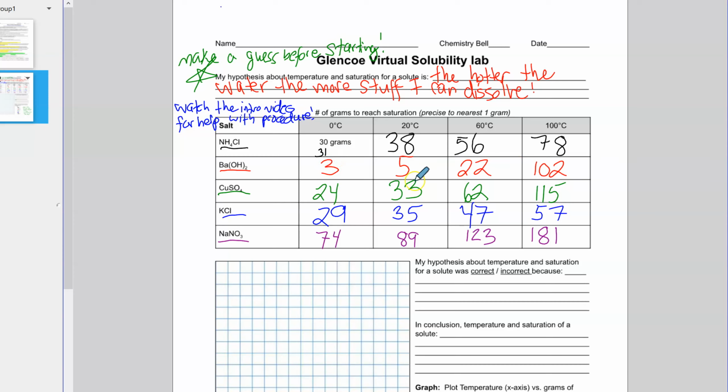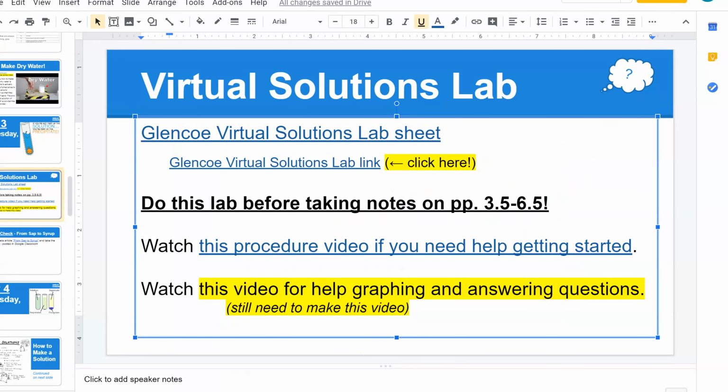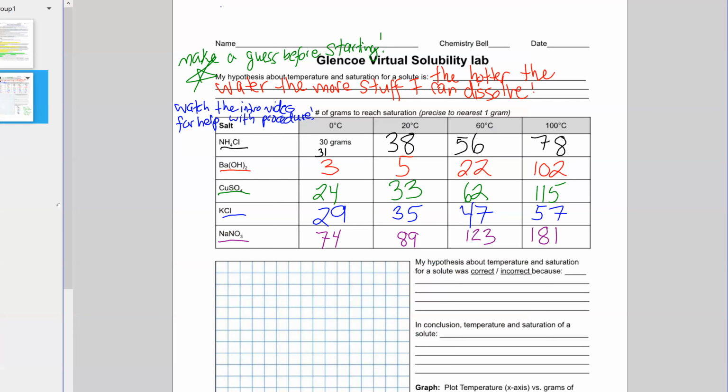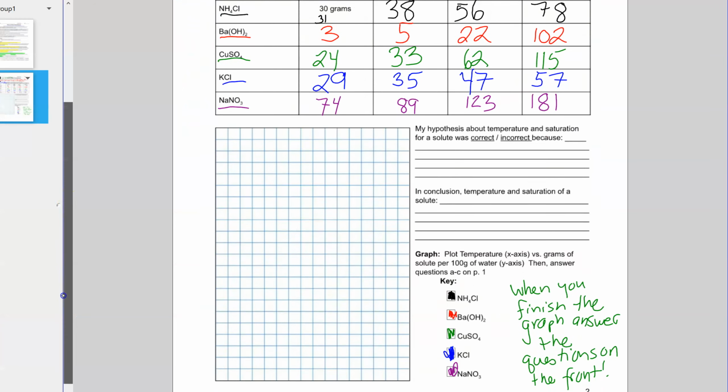So here's all my data. If you have any that don't match up, just make sure you go back to the lab site, click on the correct salt, and change the temperature, okay? And just make sure that you get the same results as me. So let's go ahead and look at how we want to graph this.